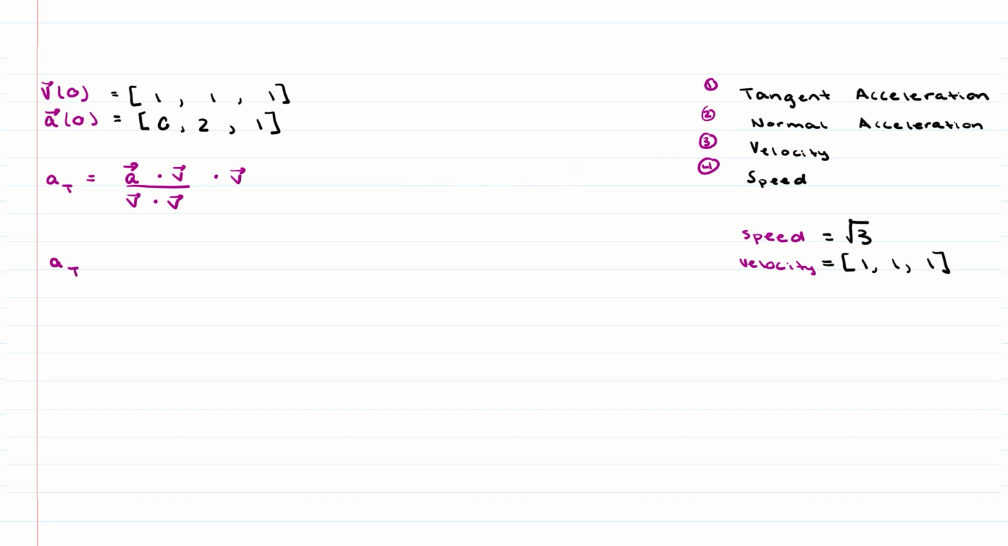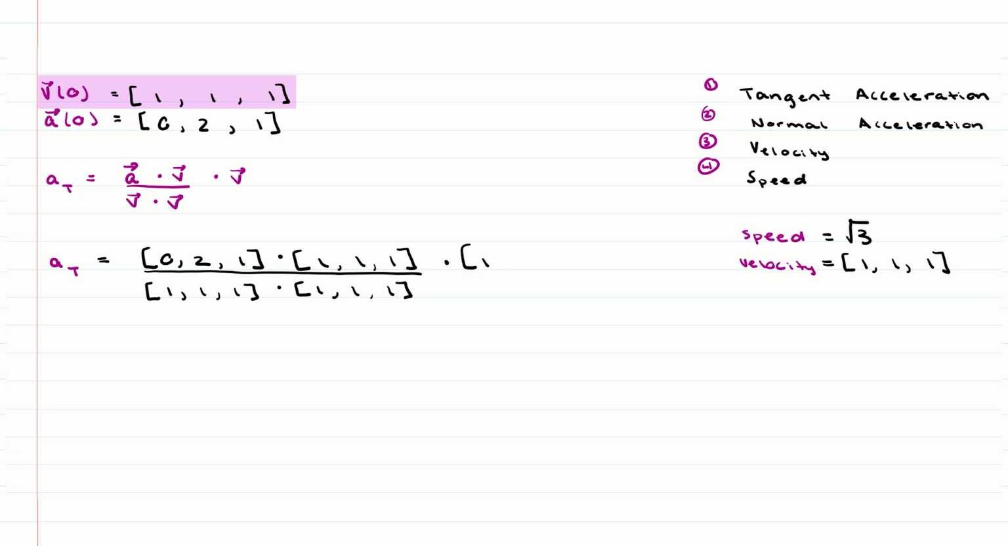So for tangent acceleration, we have acceleration dot velocity over velocity dot velocity, and this entire fraction is times the velocity vector. We get 2 plus 1 in the numerator, that gives us 3, over 1 plus 1 plus 1 in the denominator, so that's over 3, times our velocity vector, and of course this just equals vector 1, 1, 1. So that's our tangent acceleration.